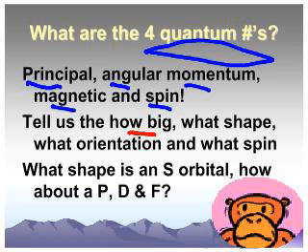The angular momentum gives you the shape of the orbital. The magnetic quantum number gives you the orientation of that orbital, how it's oriented in space three-dimensionally. And the spin quantum number gives you the spin of that electron in that orbital. Positive spin, negative spin, only 2 choices.